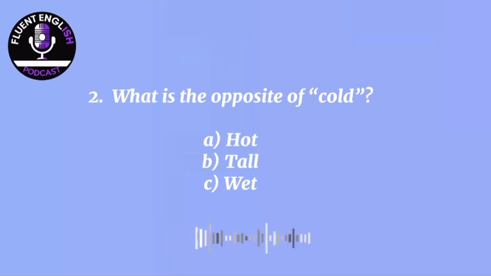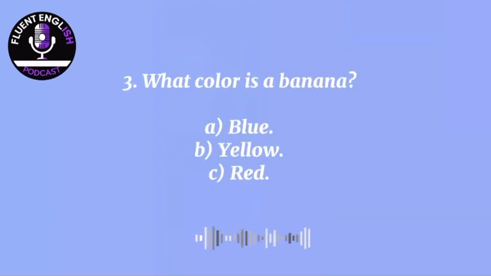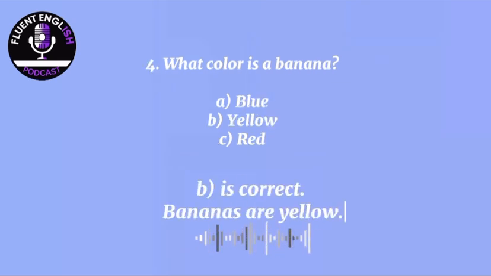2. What is the opposite of cold? A. Hot. B. Tall. C. Wet. A is correct. Hot is the opposite of cold. 3. What color is a banana? A. Blue. B. Yellow. C. Red. B is correct. Bananas are yellow.